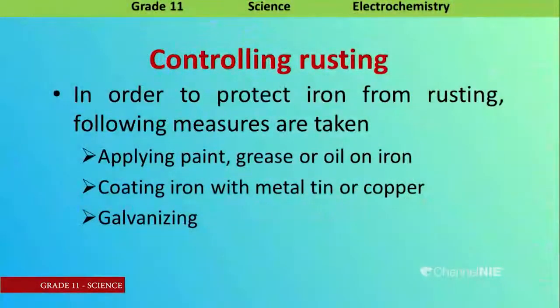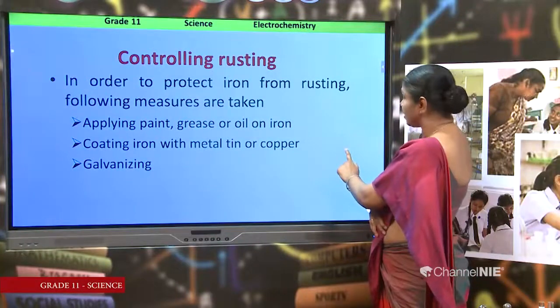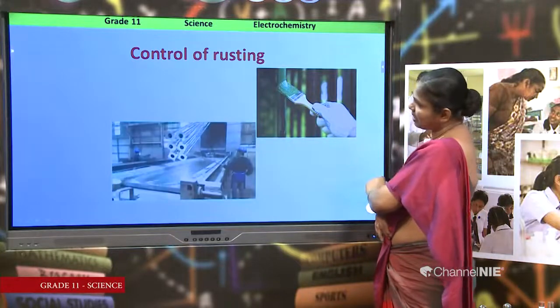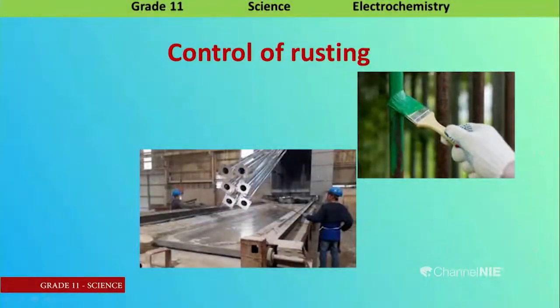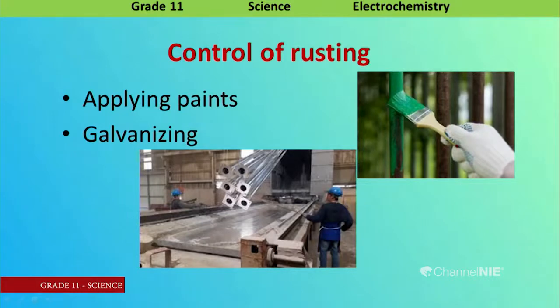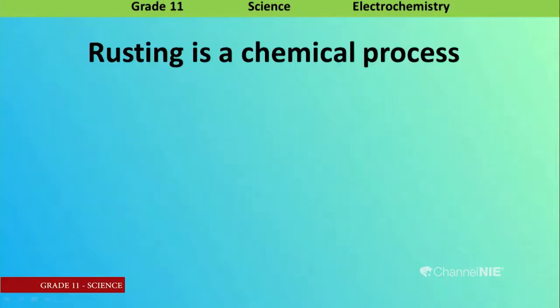For that, we can apply paints, grease or oil on iron. Iron can be coated with other metals like tin or copper. Galvanizing is also done to protect iron from rusting. Okay, here you can see the methods, right? This is painting to control rusting. This is galvanizing, right? Galvanizing is, children, dipping iron-made instruments in a molten zinc solution, zinc liquid, melted zinc, right? This is called galvanizing, right?